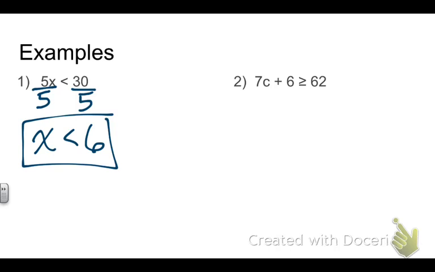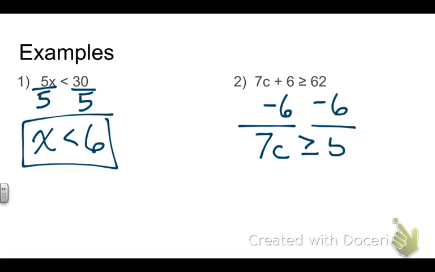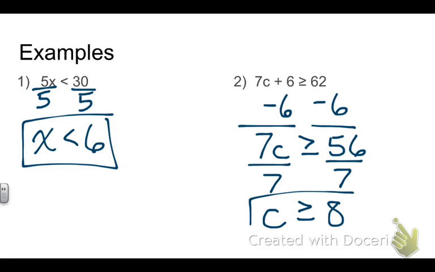Same thing, it doesn't just work with a one-step equation, it works with a two-step equation. So solve it the same. Get rid of that plus 6 by subtracting 6 on both sides. It's going to leave you 7c is greater than or equal to 56. C is being multiplied by 7, so the opposite of multiplying by 7 is dividing by 7. 7 divided by 7 leaves you C is greater than or equal to 8. Alright, solve it exactly the same way you would an equation.